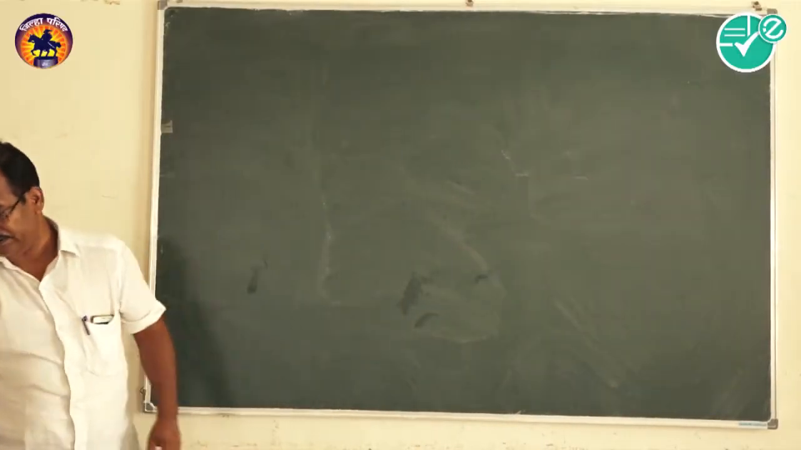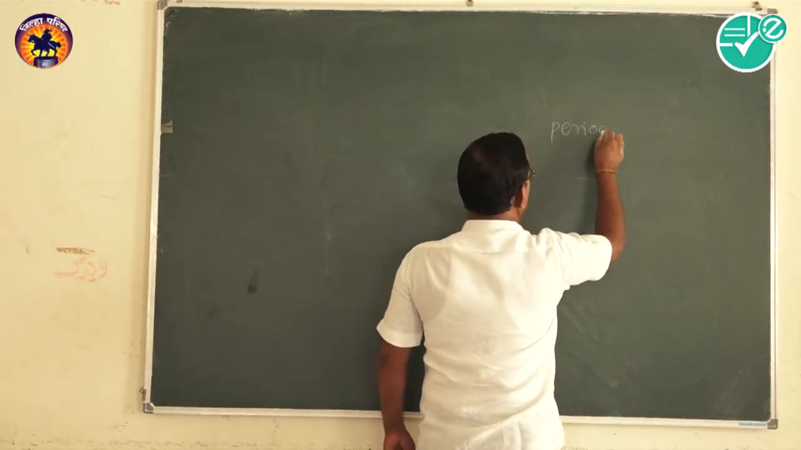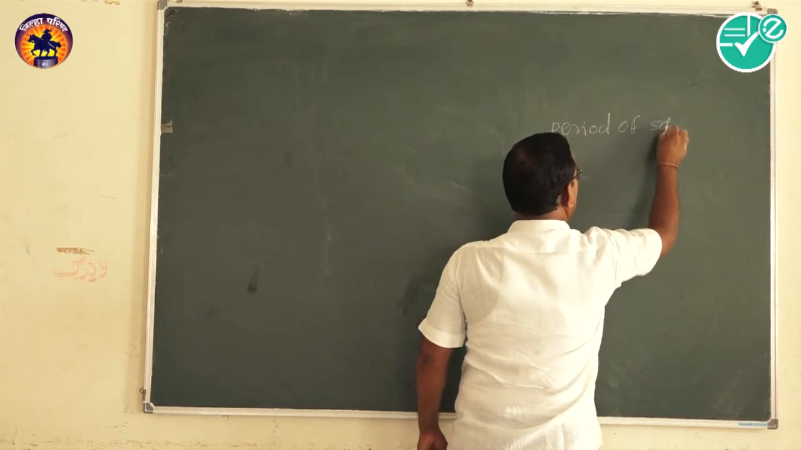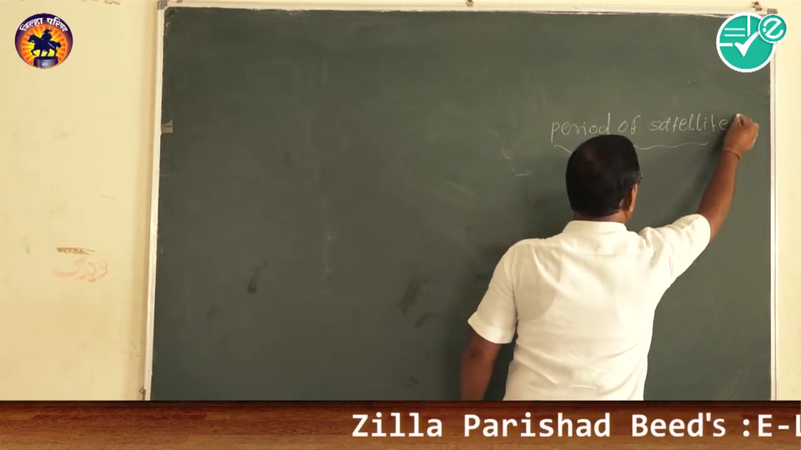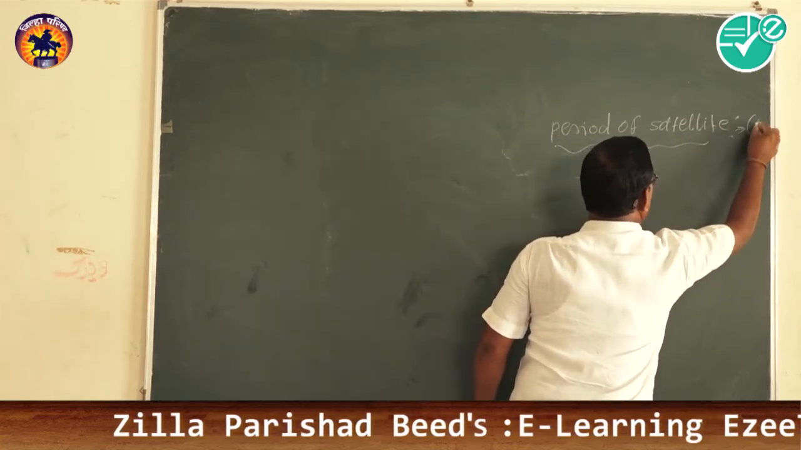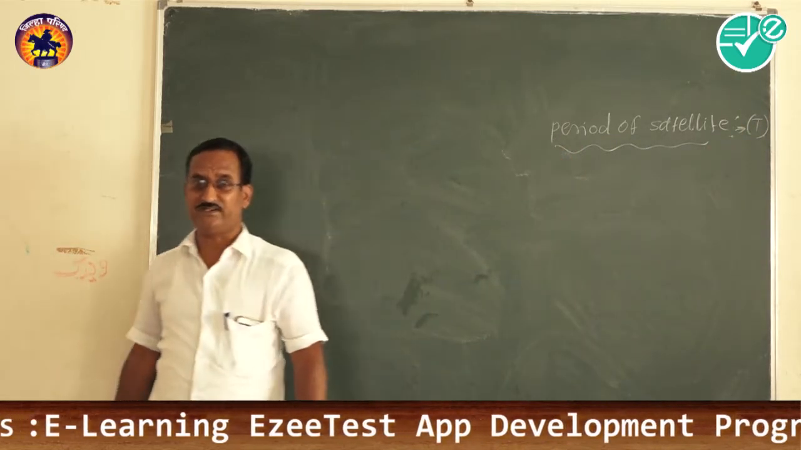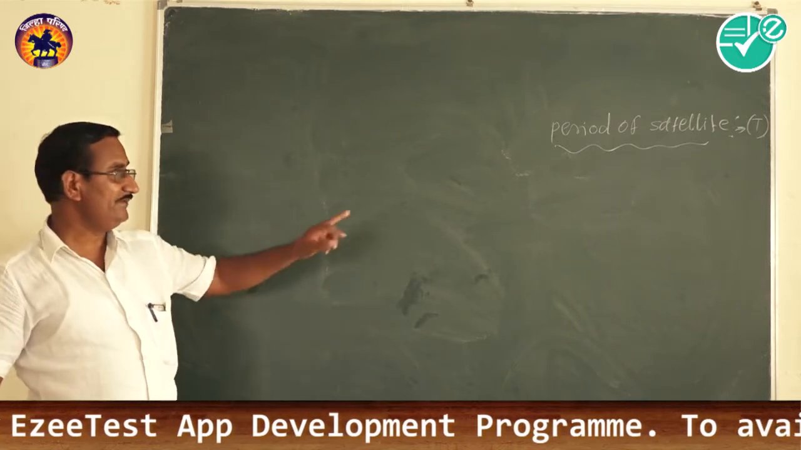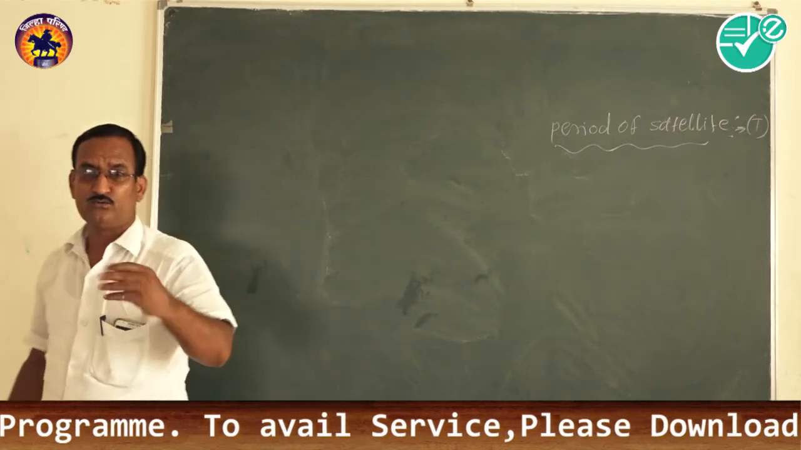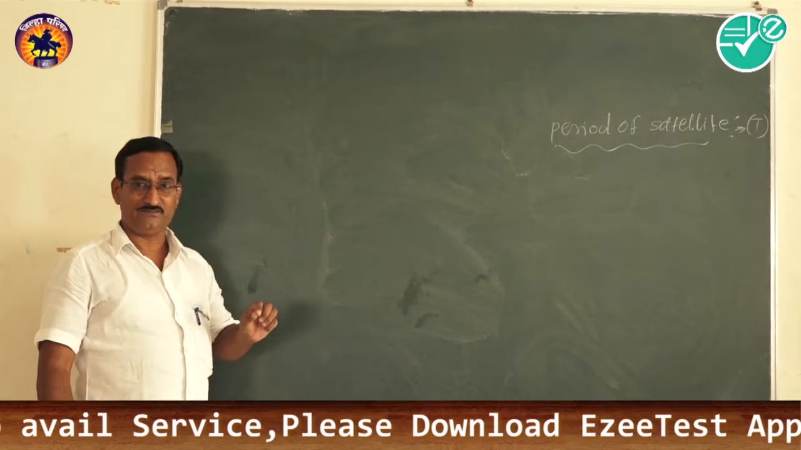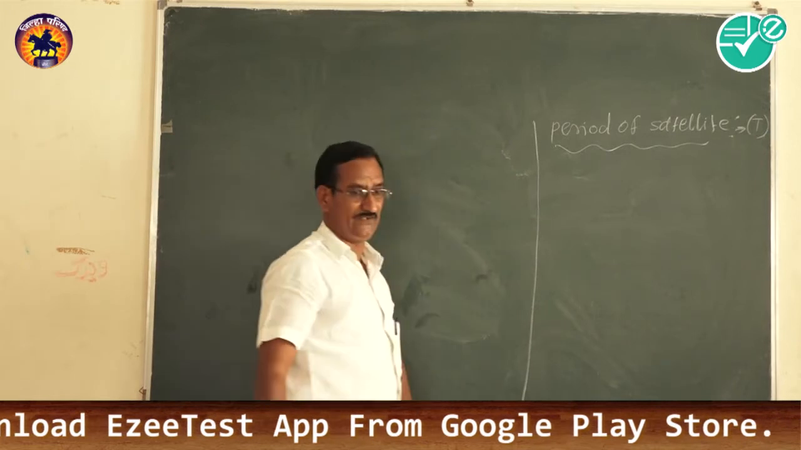Period of satellite. That period of satellite is denoted by capital T. This period of satellite is also defined as the time taken by the satellite to complete one revolution around the earth.